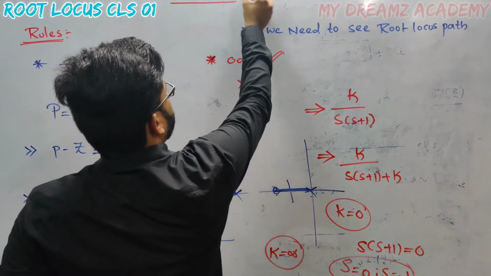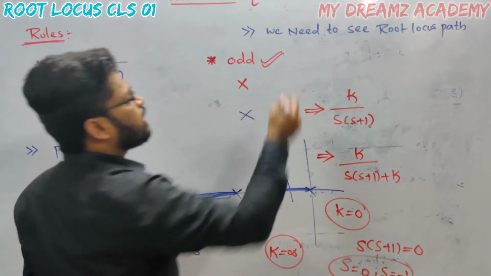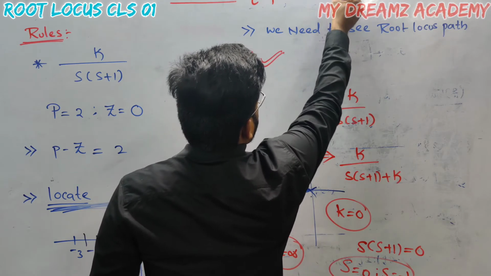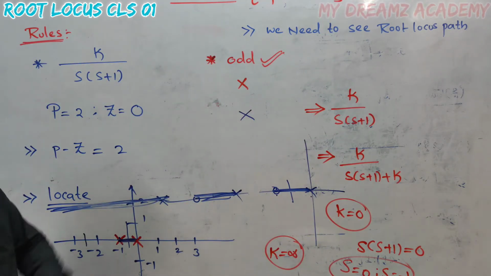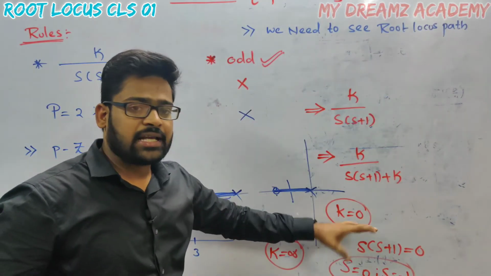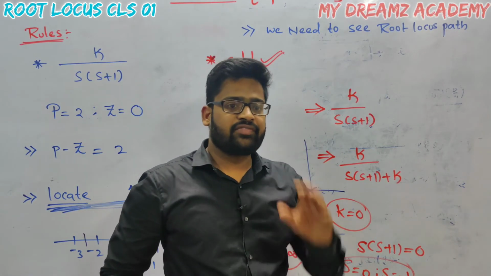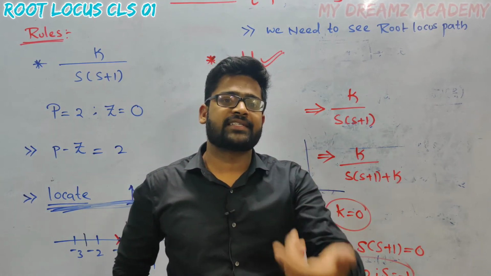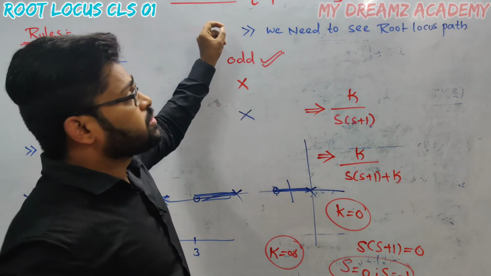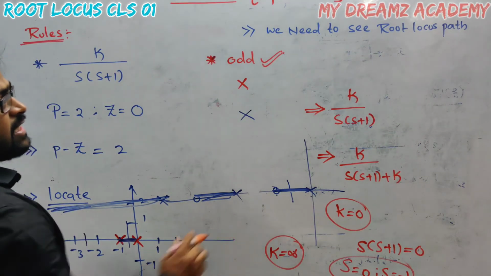So the root locus path is meant by the locus of the roots from pole to zero. The root locus path is a locus from pole to zero. It is from the k value. If the k value is 0, it represents the location of poles. If the k value is equal to infinity, it represents the location of zeros. So the root locus means the locus is traveling from pole to zero.